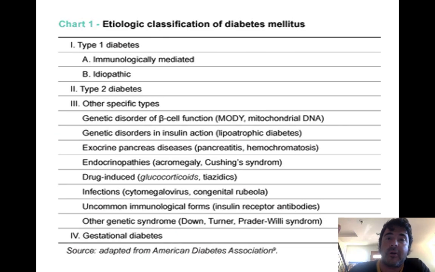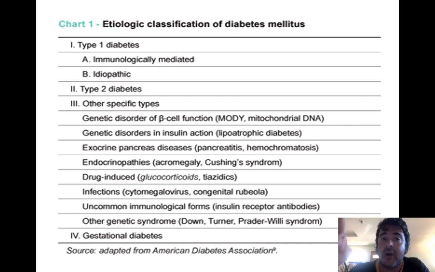So when we think about classifications of diabetes, we're going to focus on type 1 and type 2 today, but just so you know, there's an entire slew of different classifications of diabetes mellitus, all of which share one commonality, and that is people have elevated blood glucose levels.